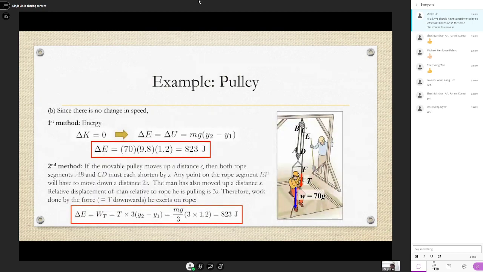The first method, we use what we have learned so far in the topic, which is the easiest way. Since there's no change in speed, when you gain height, it means you gain potential energy, correct? That's the only energy that's involved. So the gain in energy will be mg times the change in height. In this case, m is 70, g is always 9.8, times 1.2 meters, because the question tells you 1.2 meters. So this is the change in energy. In other words, he gains this amount of energy.